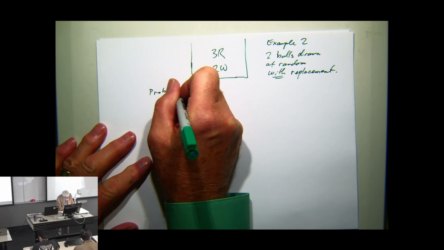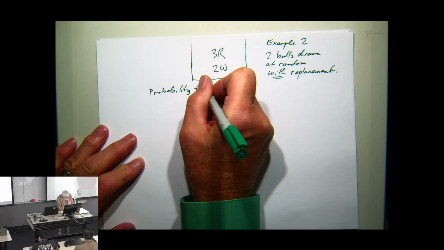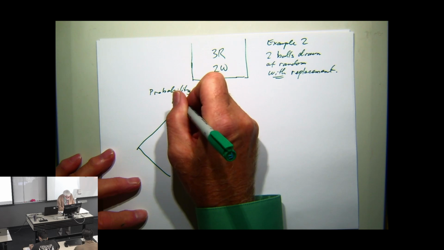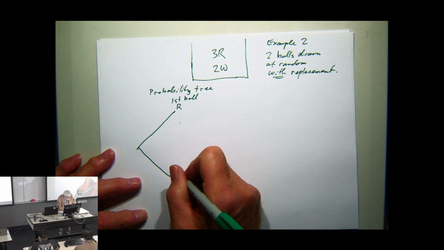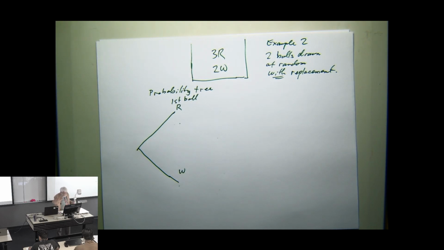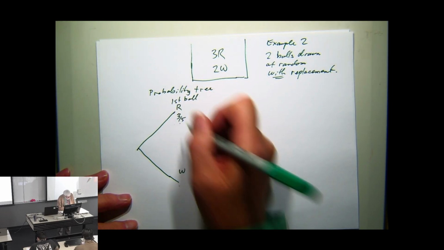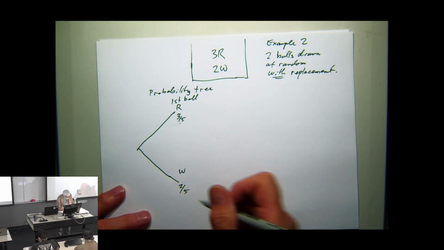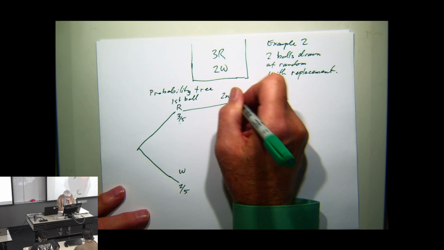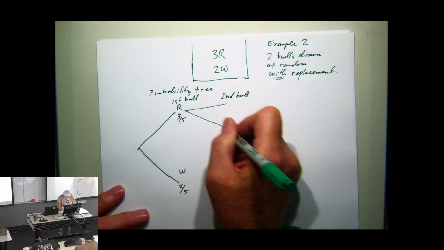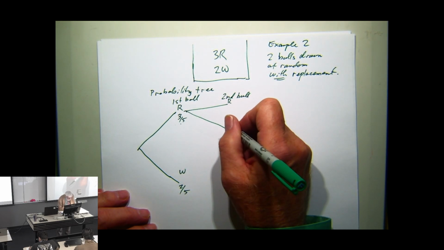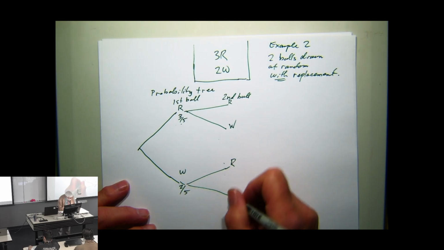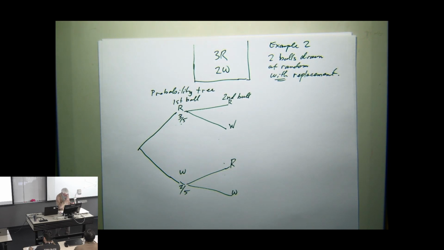So, setting up our probability tree. First ball can either be a red or a white. And I don't think there's any questions that the probability the first ball is red is 3 out of 5. The probability the first ball is white is 2 out of 5. And then we'll go to our second ball. Red and white. Red and white.